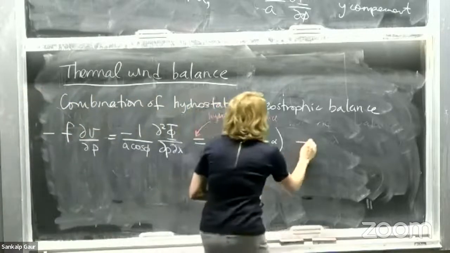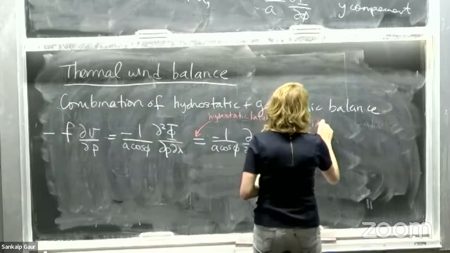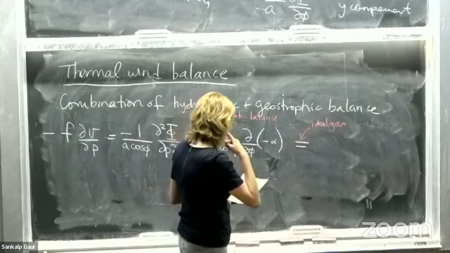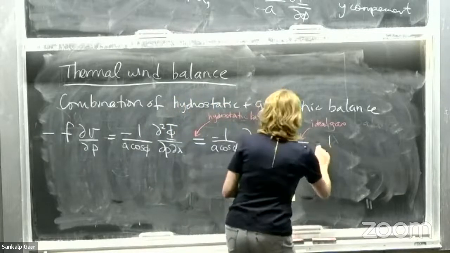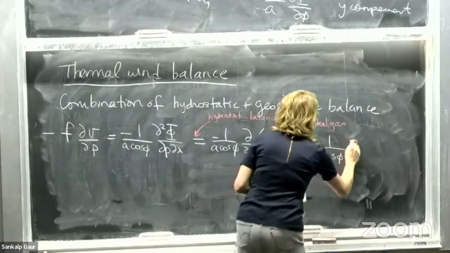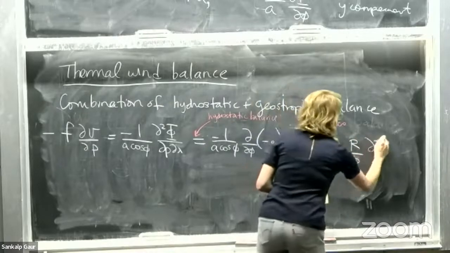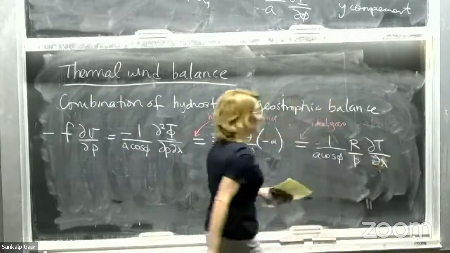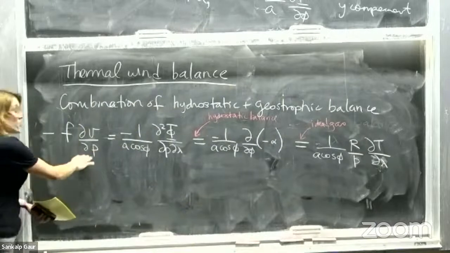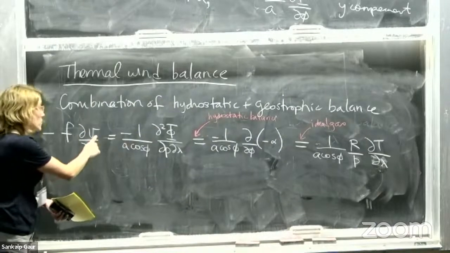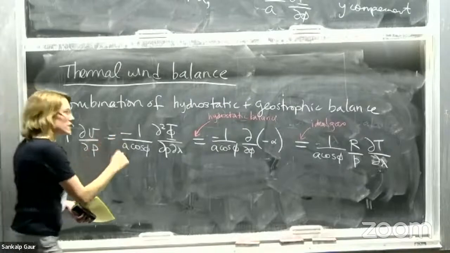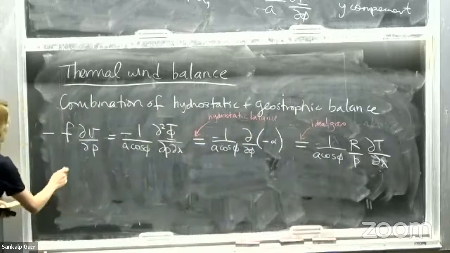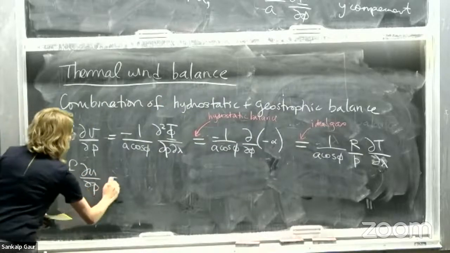And then the final step is just to use the ideal gas law. I can then expose a dependence on temperature, which is what the thermal wind, of course, is related to. My two negatives cancel, cos phi, R/P, that's from the ideal gas, dT/d lambda, sorry. So now I've got shear in the vertical of the north-south wind is related to temperature gradients in longitude. When I combine these two things together, the same thing holds true when I do it for the other component.